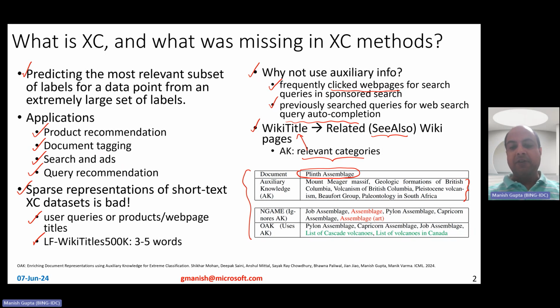Now, if you notice, this is the standard endgame, the state-of-the-art extreme classification method, which does not use any auxiliary information. It actually incorrectly predicts some of these other see also Wikipedia page titles. On the other hand, OAK, which is our method that I'll talk about in the next few slides, uses auxiliary information and therefore is able to predict all good labels. The black ones are all good labels anyway. Green ones are those labels which are also good. But red ones are the ones that are bad. So OAK, using auxiliary information, is able to predict better results.